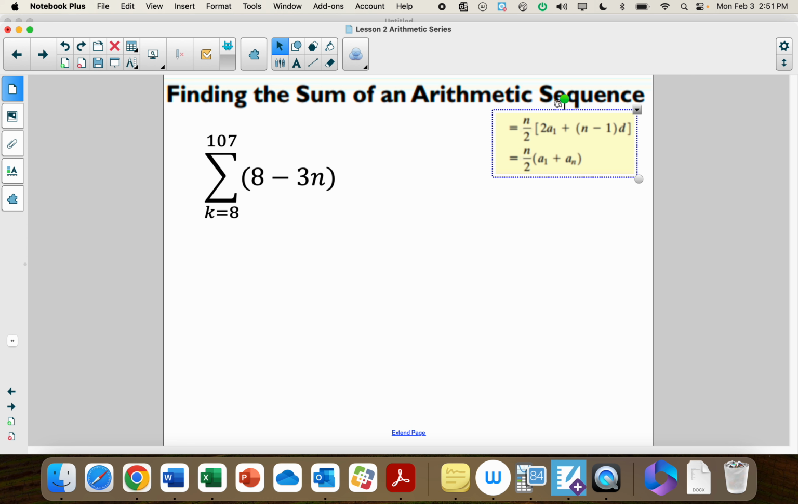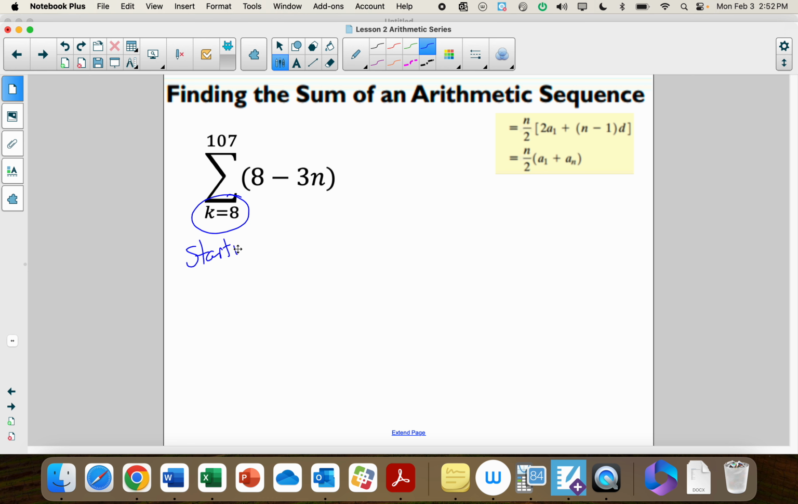and the last term. So when we look at this problem, we have to remember that in sigma notation, this is my starting index. It implies the number I start at. So my first term is going to be when k equals 8. So when k equals 8, my first term is 8 minus 3 times 8, which is negative 16.